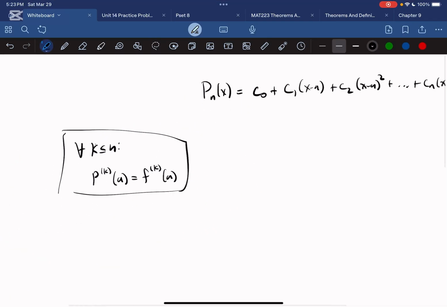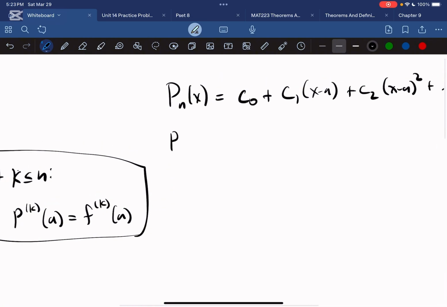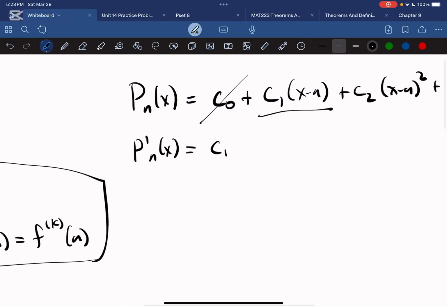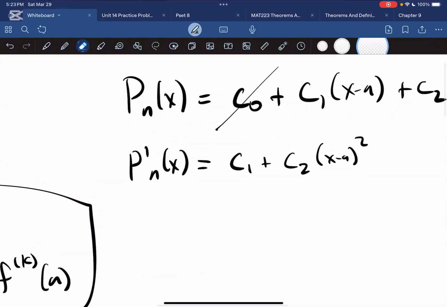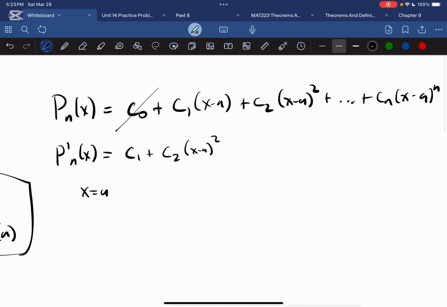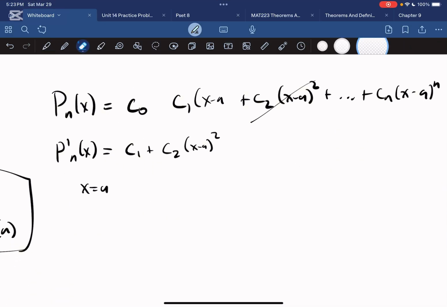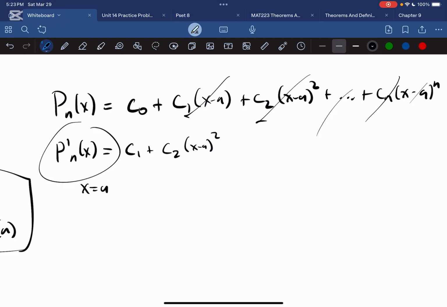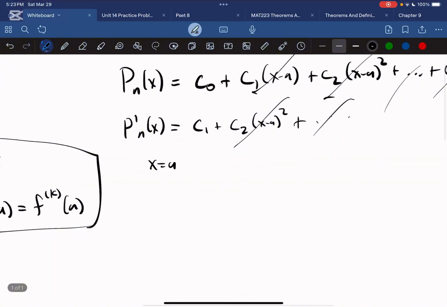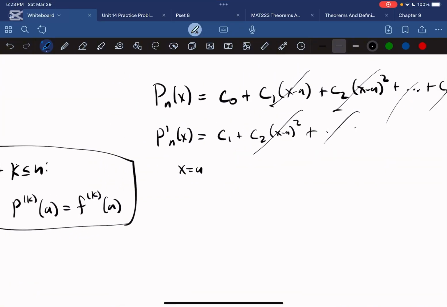because now we can see p_n prime at a is equal to c1, right? This gets demolished, right? And this guy turns into just c1. And then we have c2(x minus a), blah, blah, blah, right? And if we take a look at these guys at x equals a, we see that this guy cancels out, this guy cancels out. Sorry, hold on. This guy cancels out, all of these guys cancel out. And for this one, this guy cancels out, and all the other guys also cancel out. In other words, we can see a certain formula for these c's.